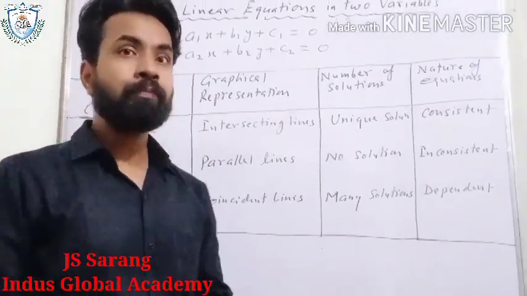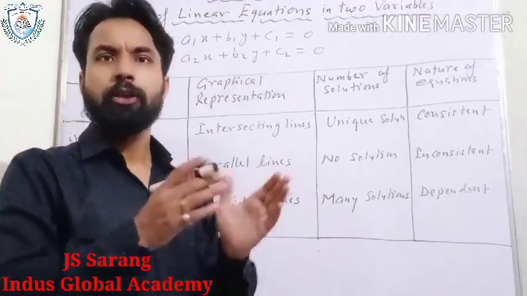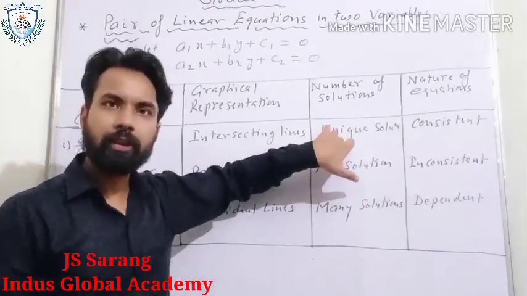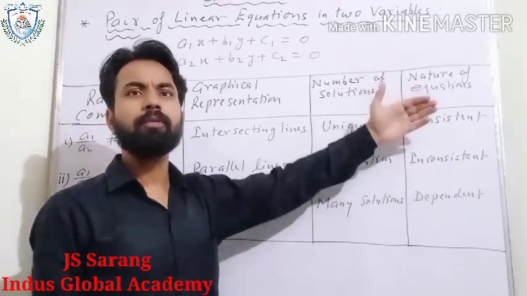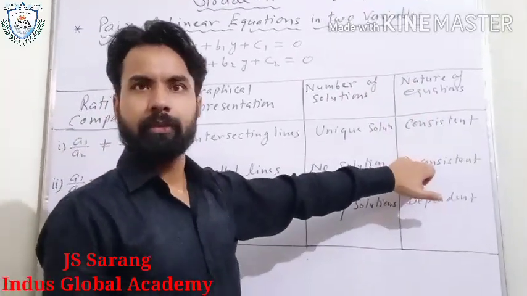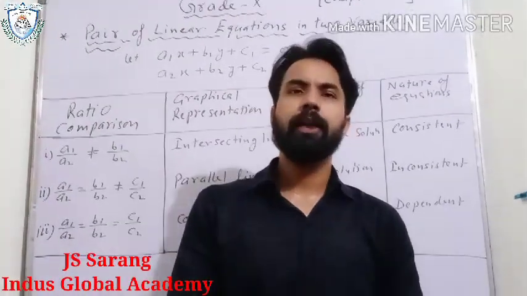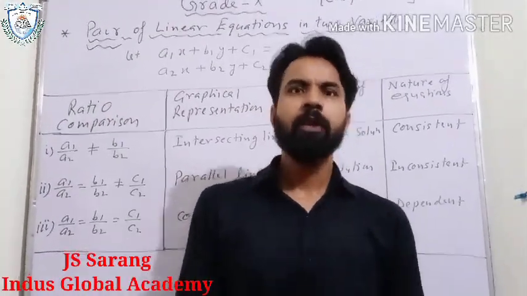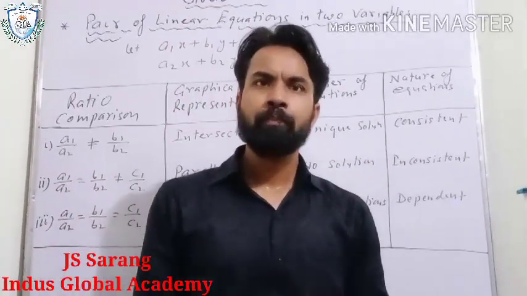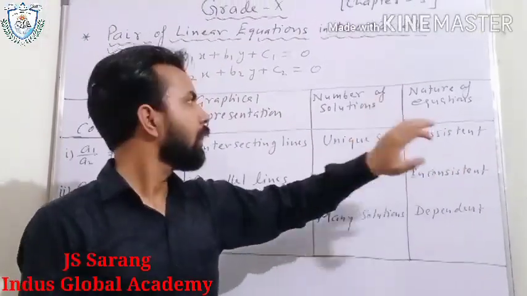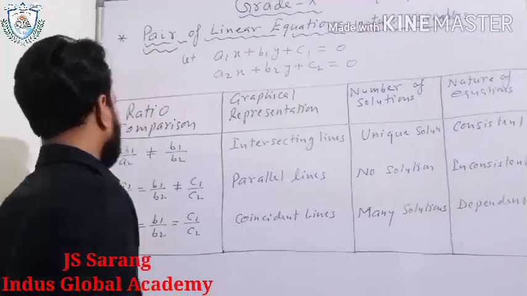I explained to you, if the lines are intersecting lines, that means they have a unique solution. Unique solution means one solution. If it has one solution, then the nature of the equations will be consistent. Is it clear? So if the ratio of a1 upon a2 is not equal to b1 upon b2, that means lines will be intersecting, the number of solutions will be 1, and the nature of equation will be consistent. Is it clear? Okay. Now the second ratio.